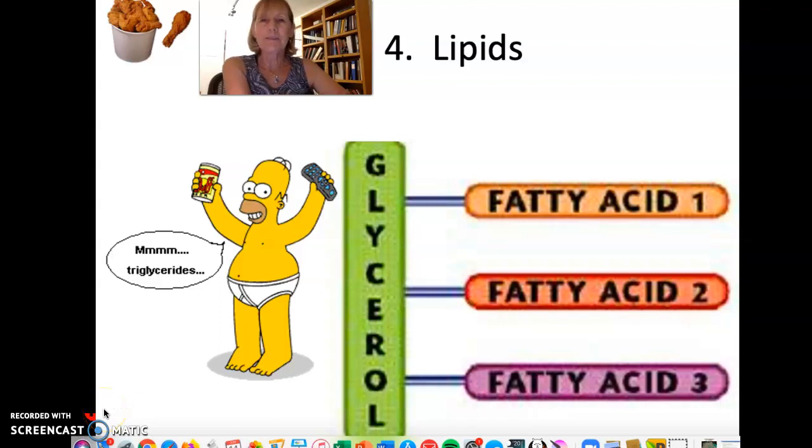Hi, you guys. This mini lecture is on lipids. So we've talked about carbohydrates, we've talked about proteins, and this is a little bit about lipids. So here's good old Homer eating his triglycerides.